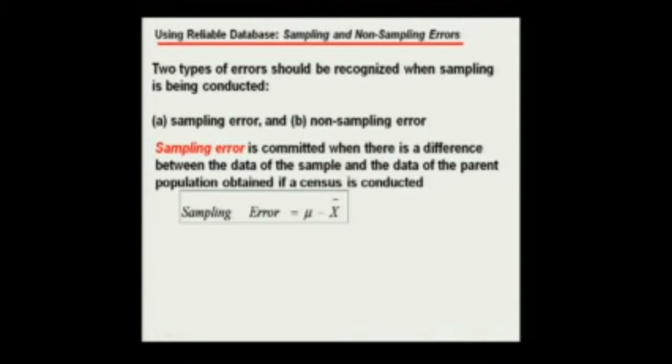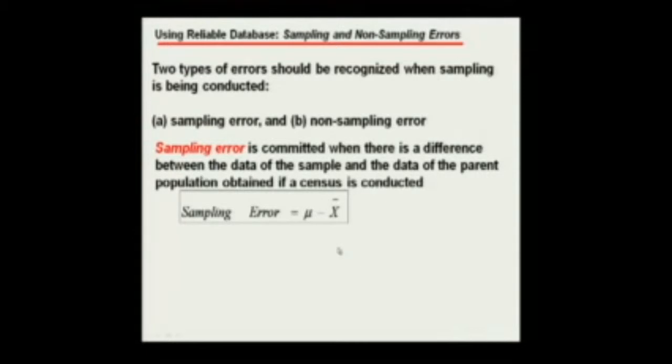It's defined simply by the difference between the mean of the population mu and the mean of the sample x bar. We need to get familiar with these terms here. When we say mu, we are describing the mean of a population, and when we say x bar, we are describing the mean of a sample. This type of error is almost unavoidable.